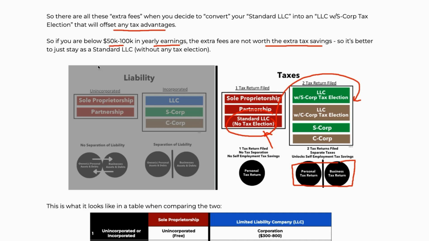And so typically if you're below that mark, that is where most accountants and most people would say, hey, you know what? It might be better for you to stay a standard LLC. And then as your business earnings get above $50,000 to $100,000, then you know what? You're going to save enough on taxes that it's worth it for you to deal with all of the complexity that comes from this category over here.